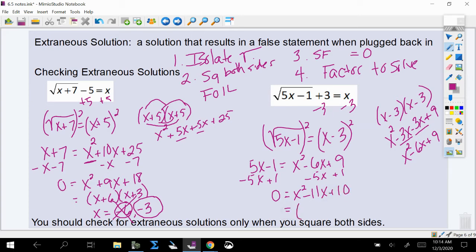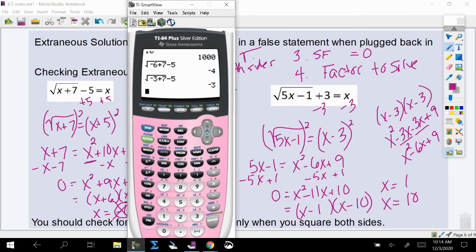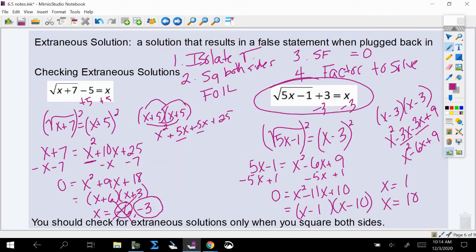I need numbers that multiply to get 10 and add to get negative 11. That's going to be a minus 1 and a minus 10. So my two possible solutions are 1 and 10. So I'm going to grab my calculator, move this over so you can see, and I'm going to check each solution. I always go back to the original equation when I check solutions.